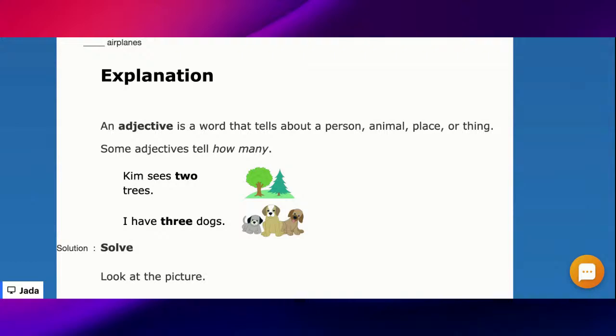If you remember the first test that we did, the adjective was telling us what kind, big, soft. But this adjective will be telling us how many. So it has to do with numbers, like how many cookies did you get. For example, Kim sees two trees. So if I ask how many trees Kim sees? Two.